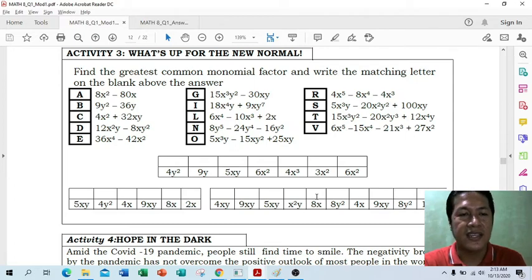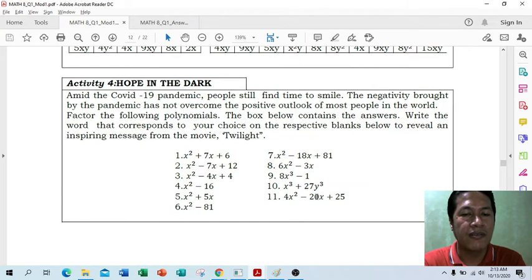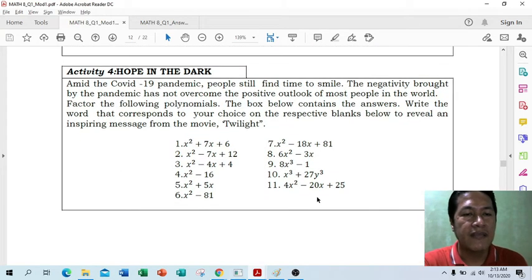activity. Okay? Activity 4. Hope in the dark. Okay, after the COVID-19 pandemic, people still find time to smile. The negativity brought by the pandemic has not overcome the positive outlook of most people in the world. Factor the following polynomials, the box below contains the answers. Write the word that corresponds to your choice in the respective blanks below to reveal an inspiring message from the movie Twilight.